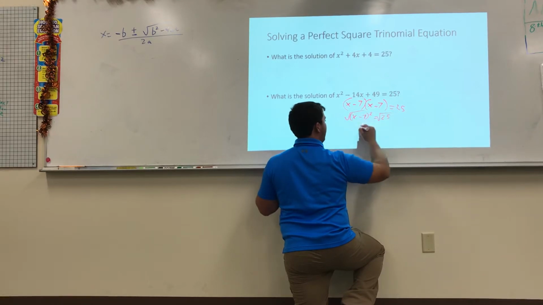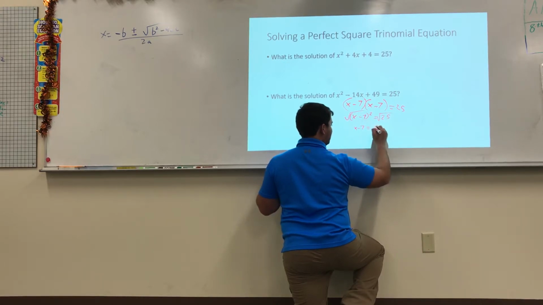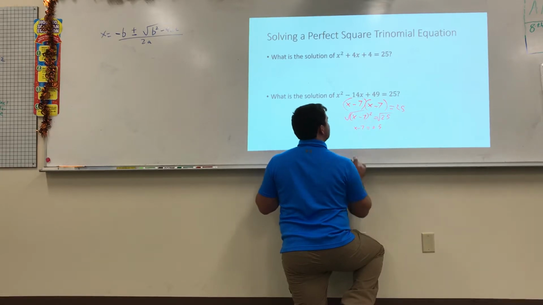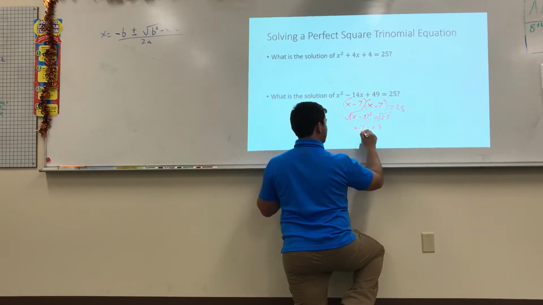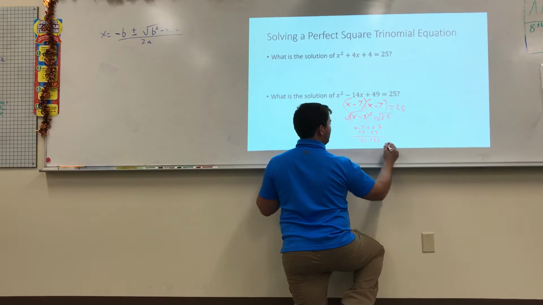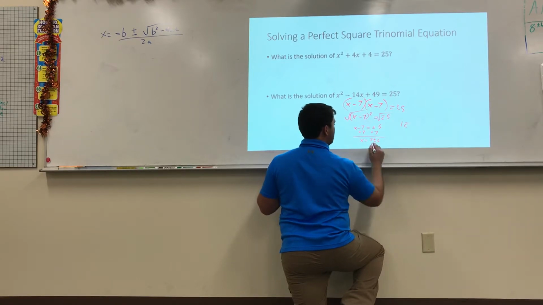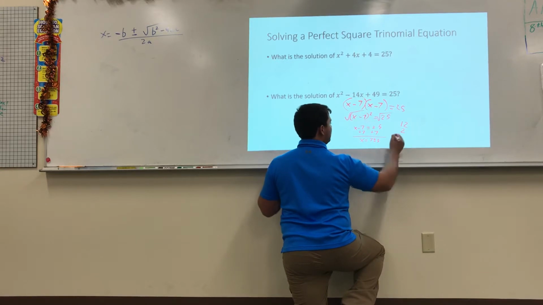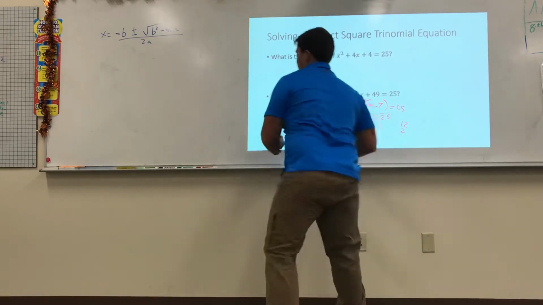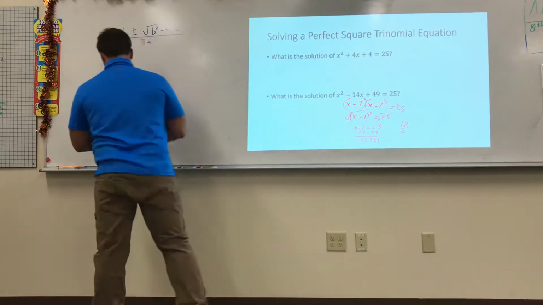Square root: x minus 7 equals, the square root of 25 is 5, but don't forget your plus or minus from taking the square root. Adding 7 to both sides, you get x equals 7 plus or minus 5. If you add it, you get 12. 7 plus 5 is 12. 7 minus 5 gets me 2. And those are the two answers for this problem.